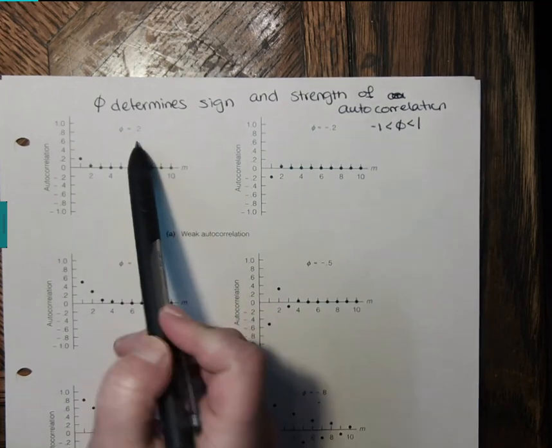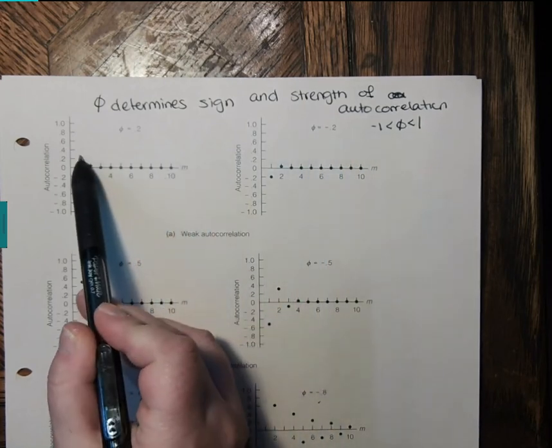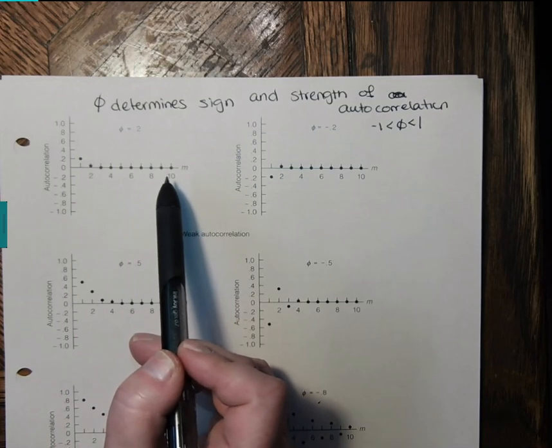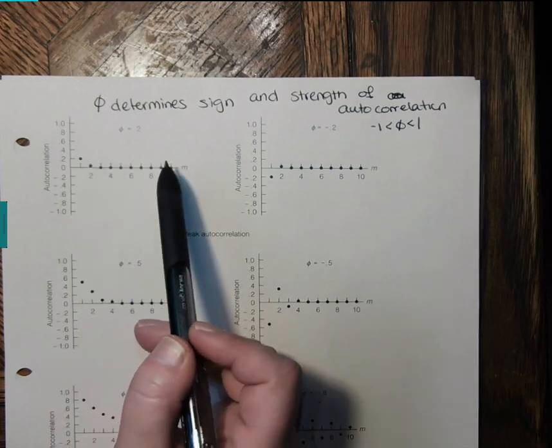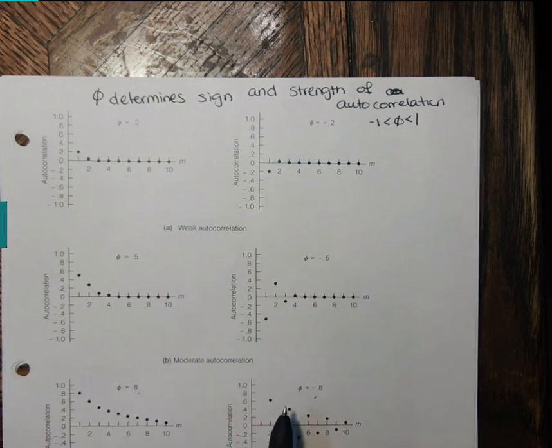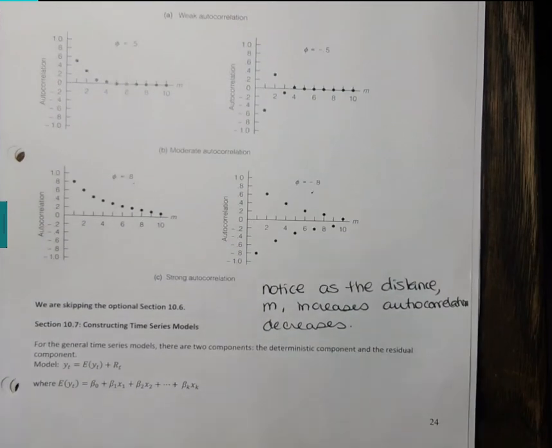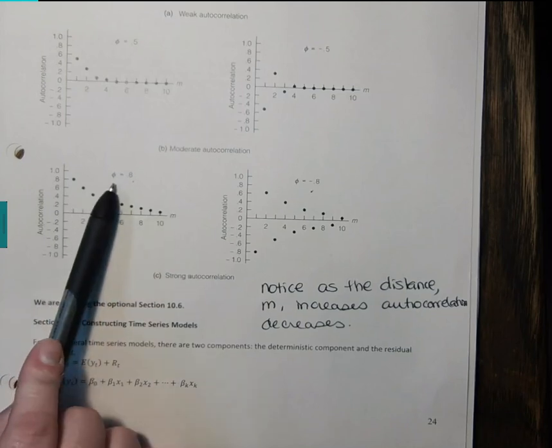So notice here we've got 0.2 and -0.2. We can see very quickly as m gets further, as the points get spaced further and further apart, the autocorrelation goes to 0. For larger values that are closer to 1 and -1, it takes a little bit, the spacing gets further and further apart before we start to reach that autocorrelation of 0. So in other words, for all of these, as the distance m increases, we see that the autocorrelation decreases. It gets closer and closer to 0, but the speed at which it gets closer to 0 is denoted by this symbol here.